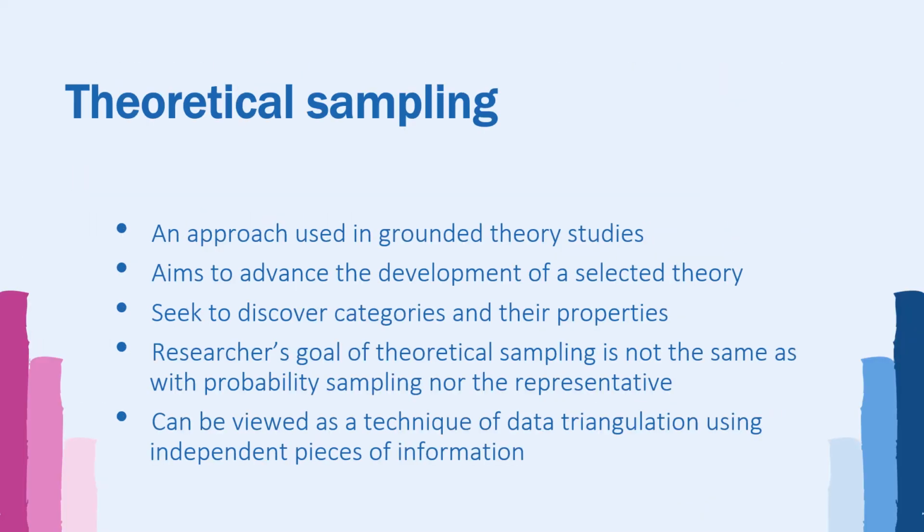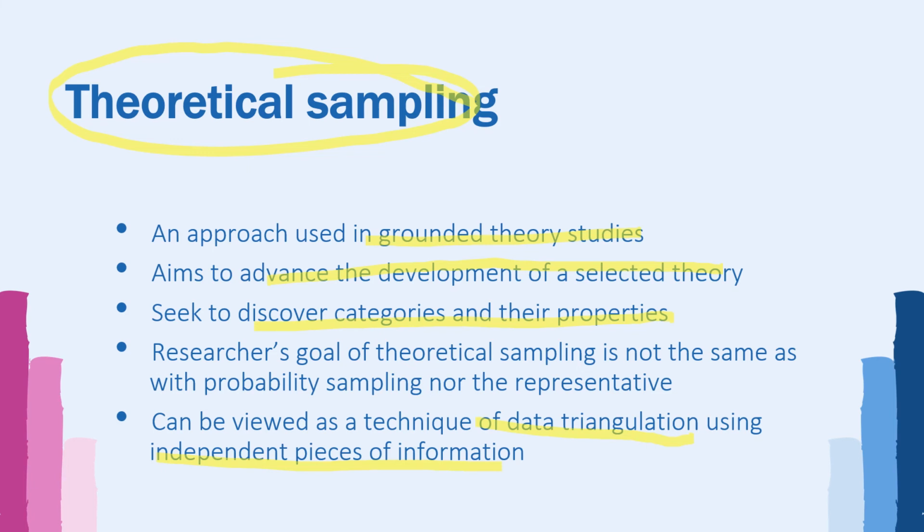Now, theoretical sampling. Your theoretical sampling is on the qualitative side already. It is an approach used for grounded theory studies. Its aim is to advance the development of selective theory, which would seek to discover the categories and their properties. And the goal of the researcher in theoretical sampling is not the same as with probability sampling, nor representativeness. It is a technique of data triangulation using independent pieces of information.